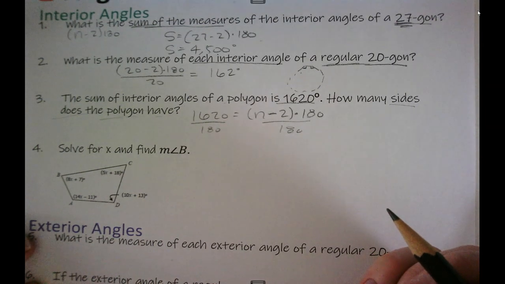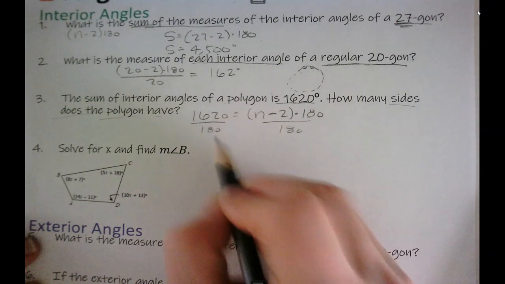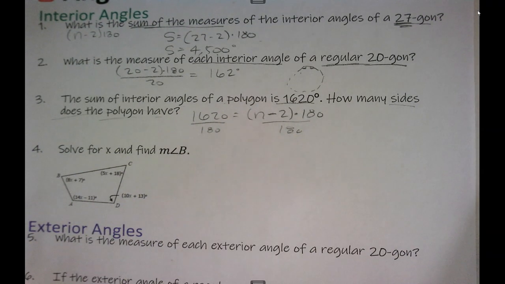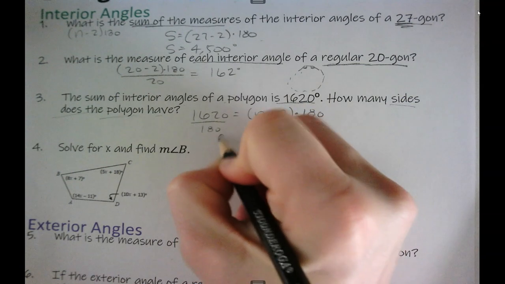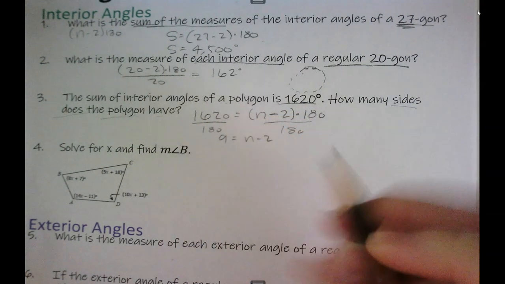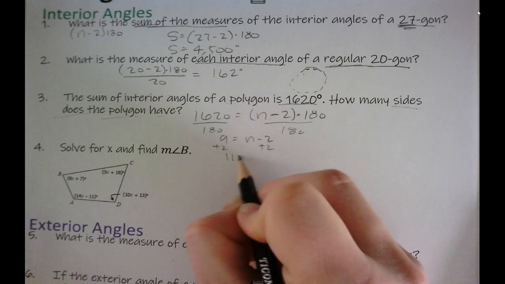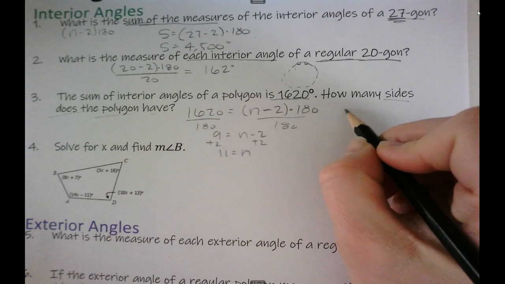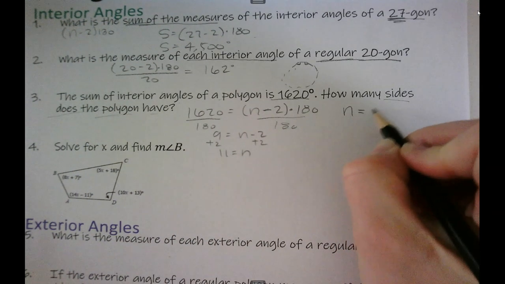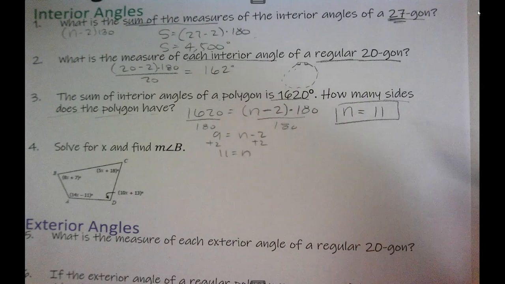180. And that is 1620 divided by 180, which is 9. And minus 2, it's being subtracted, so add. So 11 equals N. So how many sides does it have? Number of sides equals 11. This is an 11-sided figure.